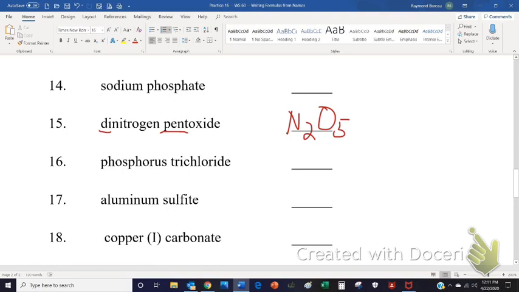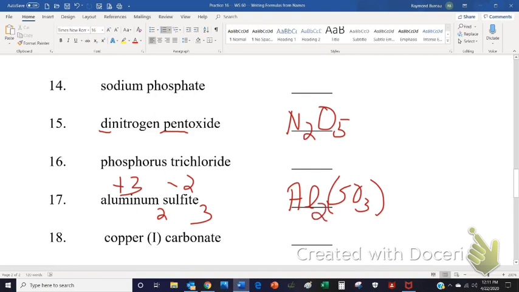Aluminum, chemical symbol for aluminum, Al, but sulfite is one of those polyatomic ions. So we're going to go ahead and get the oxidation numbers. Aluminum has 3 valence electrons, so its oxidation is +3. Sulfite, SO3, has an oxidation number of -2. Hey, you know what? We can do the 3-2 switcheroo, and we're done. Al, sulfite, in parentheses because it's polyatomic, and then remember your subscripts right there. So there is aluminum sulfite.